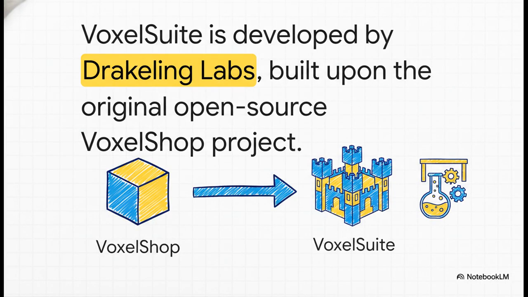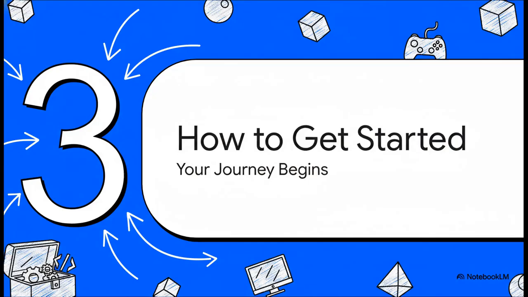It's also pretty cool to know where this thing came from. It's built by a group called Drakling Labs, but it's based on an older open source project called Voxel Shop. And that's just the beauty of the open source world, right? Great ideas get picked up, they get improved, and then they're shared with everybody. So are you feeling it? Are you ready to just jump in and start making something?